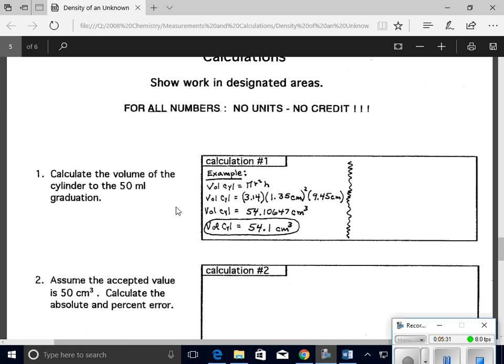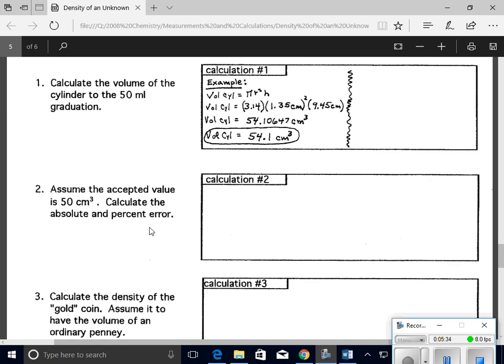Now here's where you're going to calculate the absolute and percent error, and the accepted value for the graduated cylinder should be 50 centimeters cubed. Now, if you look, here is centimeters cubed. One thing we need to be certain of is we need to know that 1 cubic centimeter, 1 centimeter cubed, is equal to 1 milliliter. So 1 cubic centimeter equals 1 milliliter.